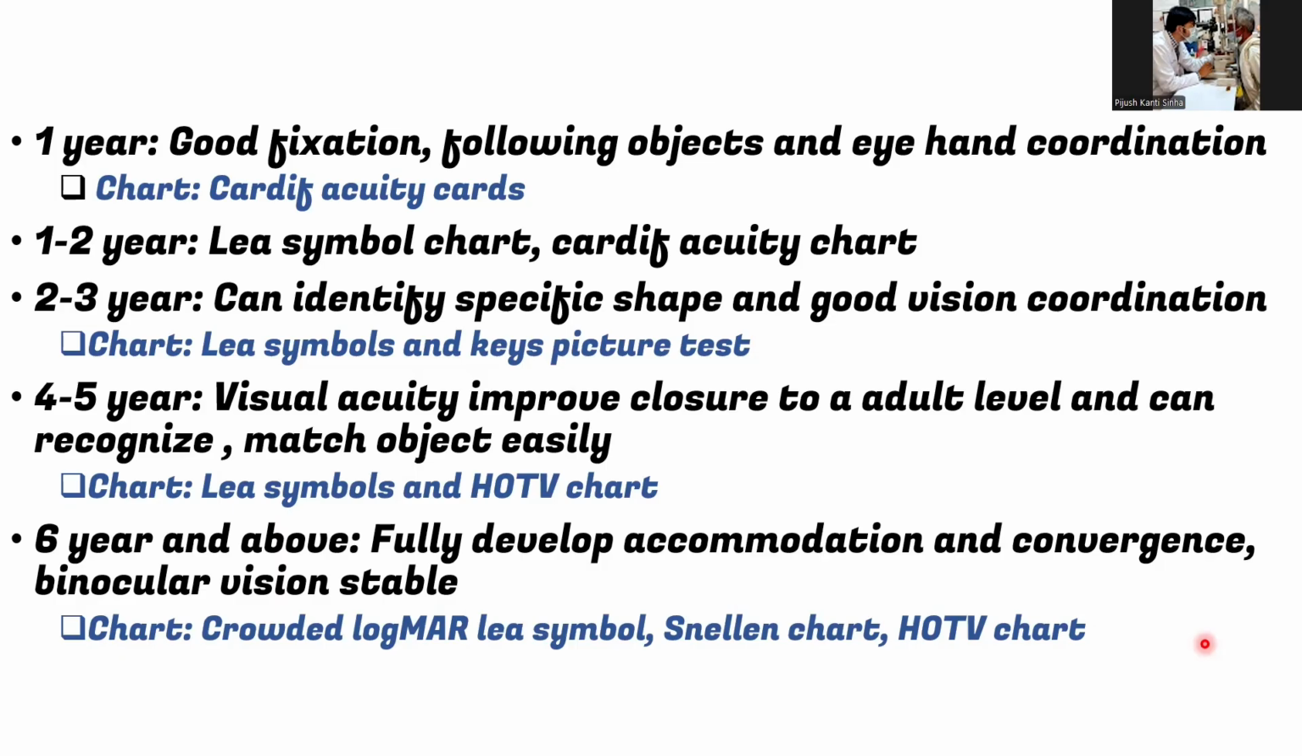And 6 years and above, by 6 years, their accommodation, convergence, and binocular vision are fully developed now. Basically, the visual system functions like that of an adult. So we can now test with crowded Logmar, Leah symbol, Snellen chart, or HOTV chart. As the child grows, their vision and understanding improve, and accordingly, we shift from a simple picture-based chart to a letter-based chart. So the key is to choose the right test for the child's developmental level.